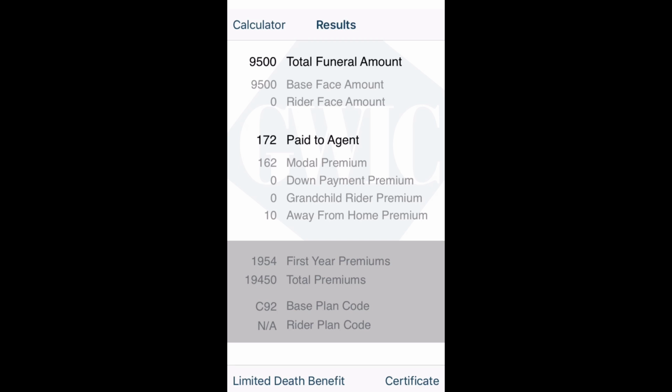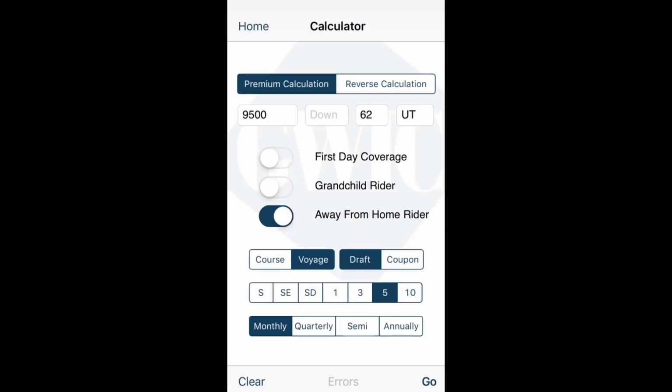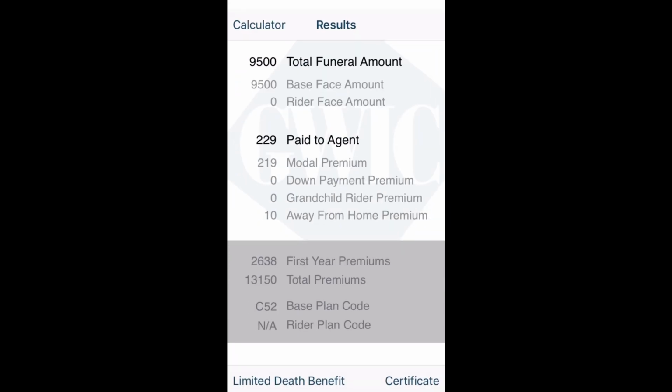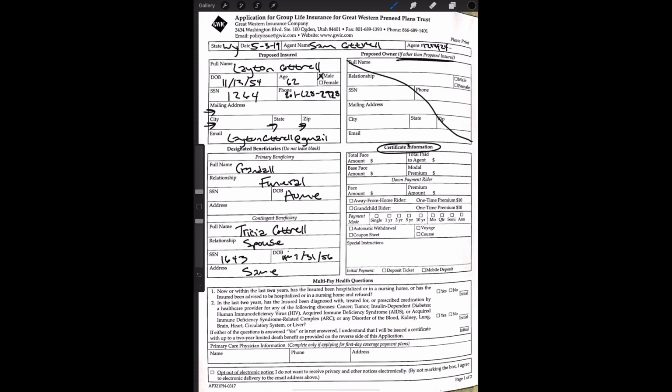All right. Okay. In this case, let's look at the 5-year. 5 years, $9,500 and $229. We're going to go back into our paper application and put some of these numbers down. Okay, we're back in our paper application. We're going to write down these numbers that we found in the iPremium app.